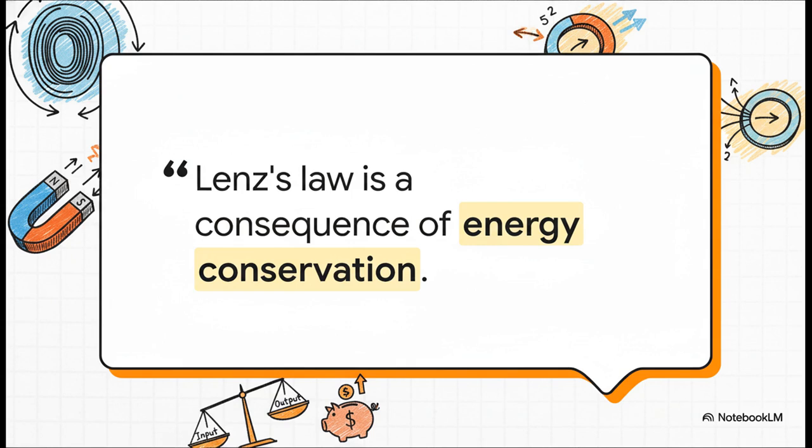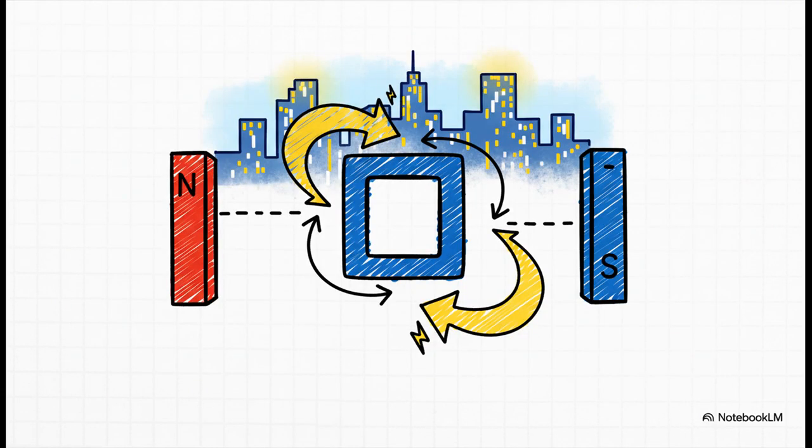So if there is one big idea to take away from all of this, it's that Lenz's law isn't just some random rule about directions. It is a profound consequence of the conservation of energy. That opposition exists for a very deep reason. You have to put work in to get energy out. In physics, there is absolutely no such thing as a free lunch. And that's a wrap. You've just mastered one of the most fundamental and powerful concepts in all of electromagnetism.